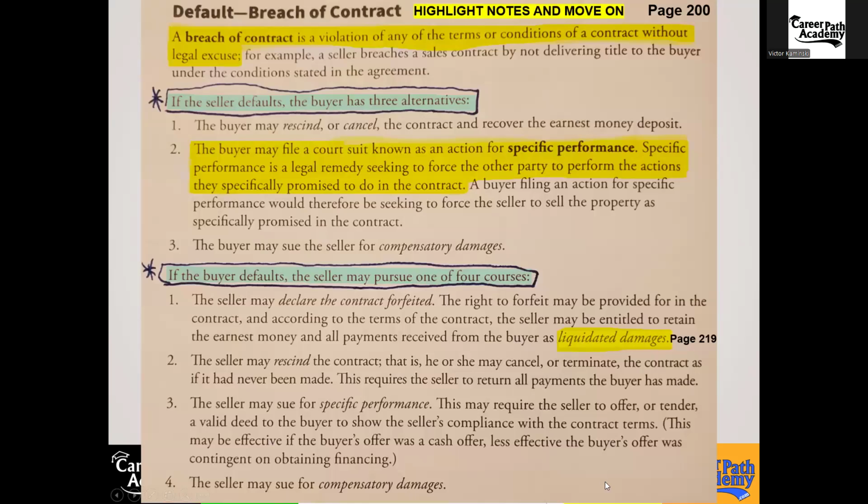So let's do these highlights about if the seller defaults, the buyer has three alternatives. If the buyer defaults, the seller can do this. Okay, you could just underline these. You don't got to put it in a box and highlight it. These are just the titles that weren't shaded. They could have been shaded by the book manufacturer. So you could just underline these or put a box around them or highlight it, whatever you choose to do.